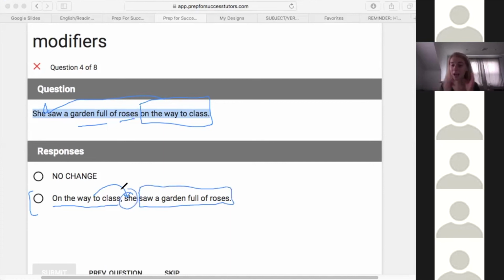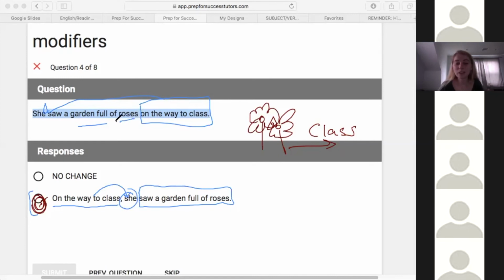So she is accurately placed in the middle of that sentence to show that she did both of those items. Rather than if we went with A, and keep in mind, based off of that, B is our correct answer. If we went with A, that's saying that this garden full of roses is walking to class. So we literally have this garden of flowers, and they get up and walk to class. They start going to class. That's essentially what this first one is saying.